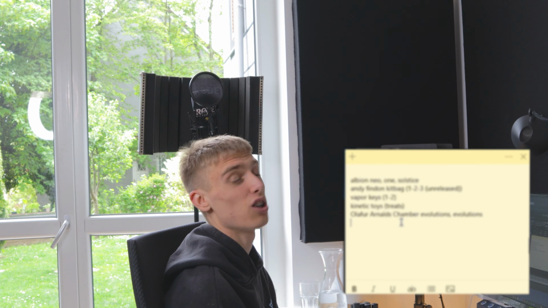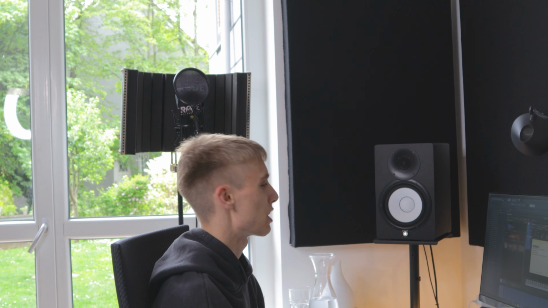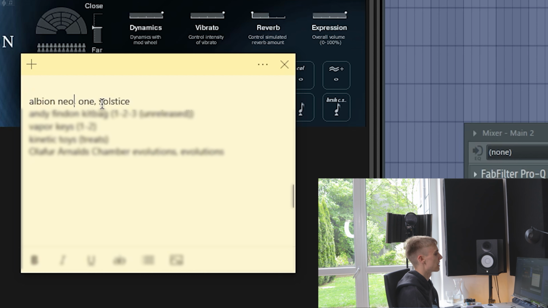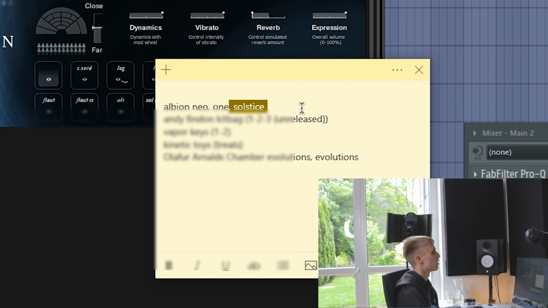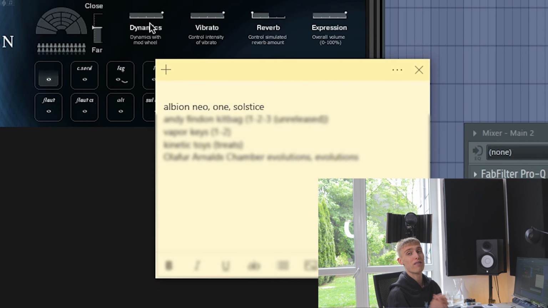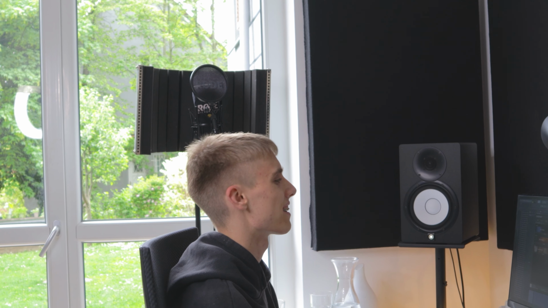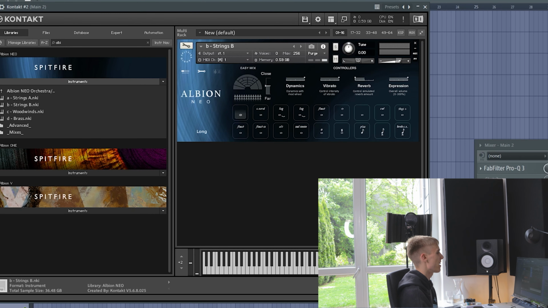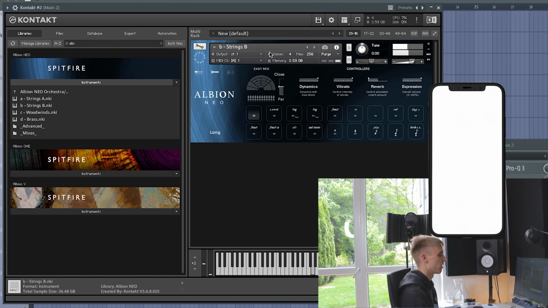I got this little note right here with all the libraries he showed in the workshop. First of all, we got Spitfire. Everybody knows that Pvlace loves Spitfire. He's using Albion Neo, Albion One, and Solstice. Solstice is the newest one of them. Neo is by far my favorite one of them. I especially like the orchestra section right here. I really like the String B preset.